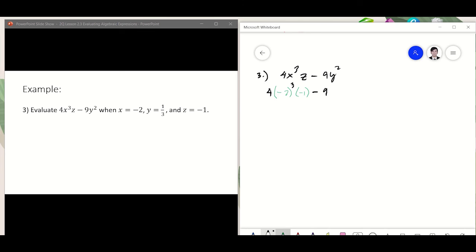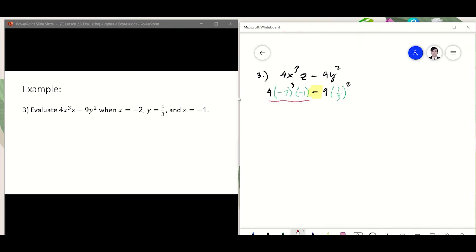Then you have a y already. So the y is 1/3. And don't forget there's still a squared here. The exponent 2. So this is a minus. So perhaps you'll start with the first term.